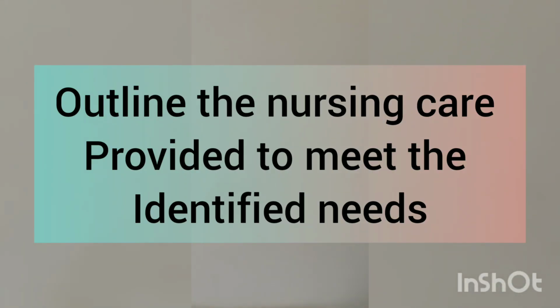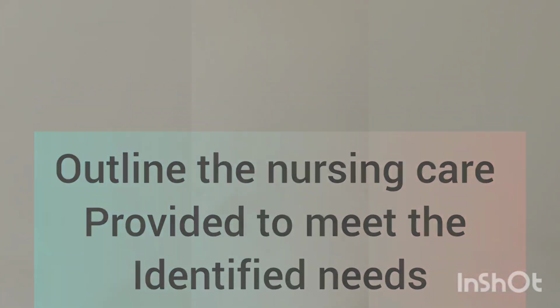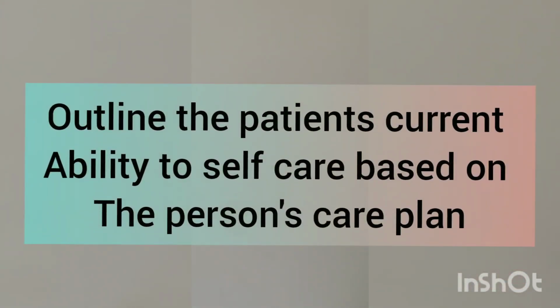prescribed analgesia. Then the next column is outline the patient's current ability to self-care based on the person's care plan. This is where you're going to write the self-care, what the patient can do himself when he goes home, or when he was in the hospital, what are the things the patient could do?